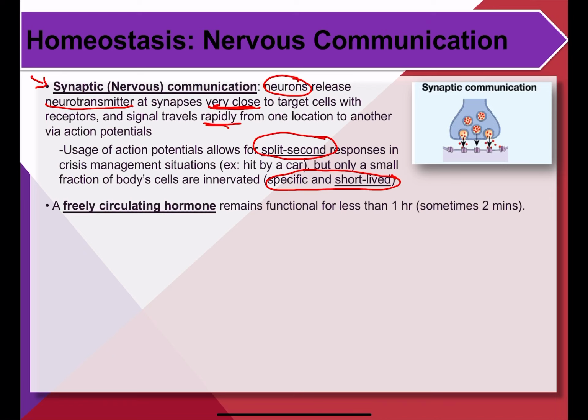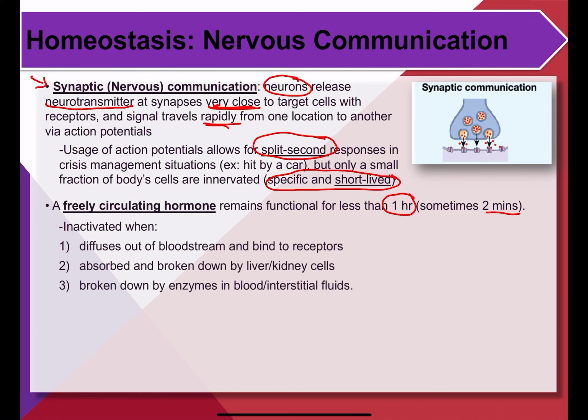On the other hand, a freely circulating hormone around the bloodstream can remain functional for up to an hour, although some can be as short as 2 minutes, but still, we're talking about a lot longer than a few parts of a second for the nervous system. And some hormones can actually circulate around your body for weeks, and we'll talk about why those can be in a bit. Hormones are inactivated, just like how neurotransmitters can be gotten rid of by those enzymes that digest them in the synaptic cleft, or they will diffuse away on their own. Same thing with hormones. They need to be inactivated somehow too.